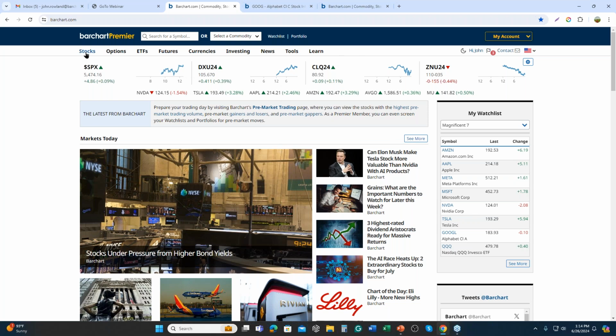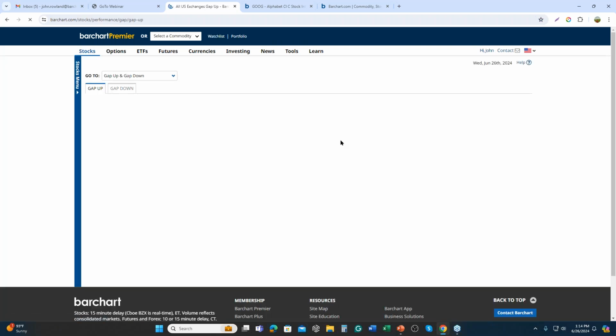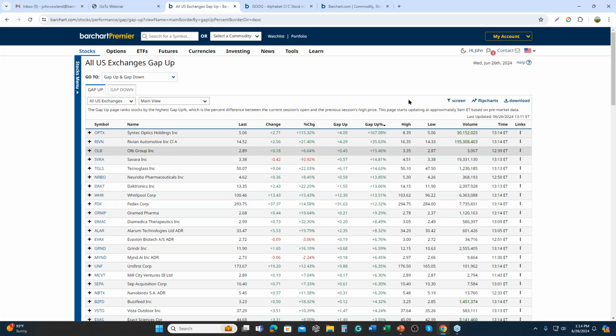So I'm going to go into stocks here and I'm going to look at performance leaders and look at gap up. And so what is this? Well, this is a bar chart screener that is going to show us those stocks that gapped up today. Notice that we also give you gap downs. And again, look at the main view page.